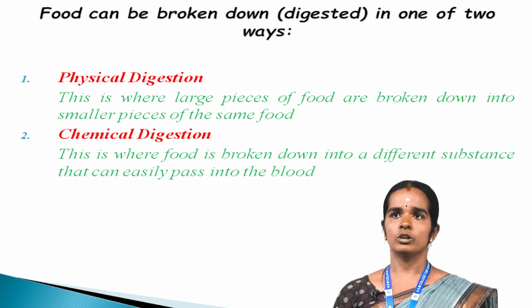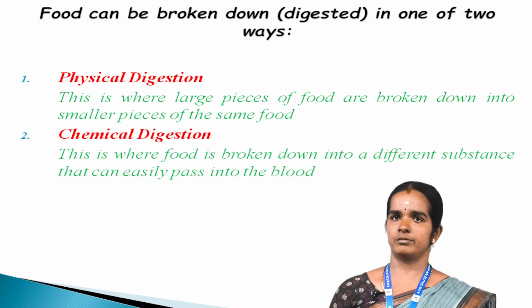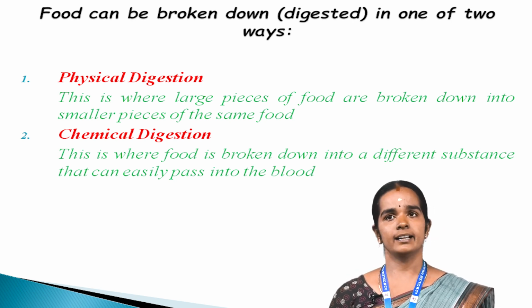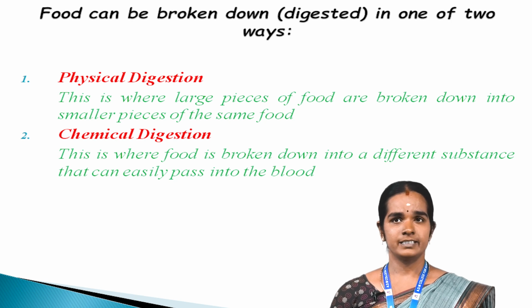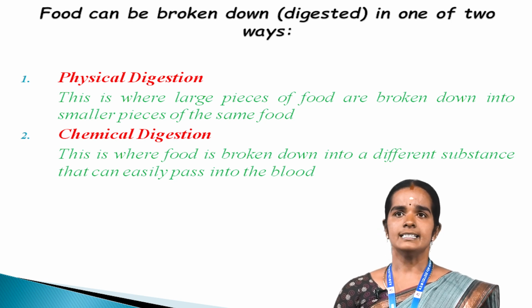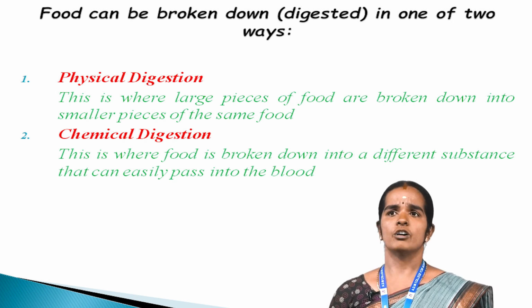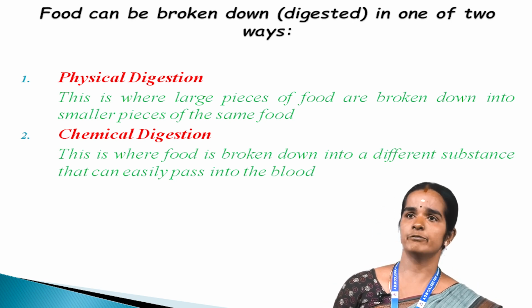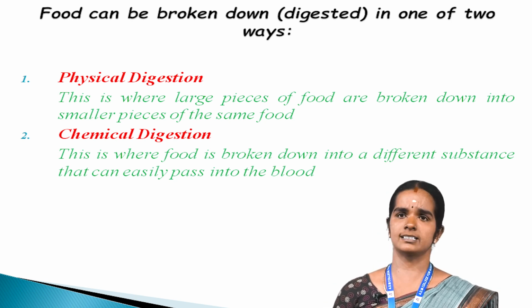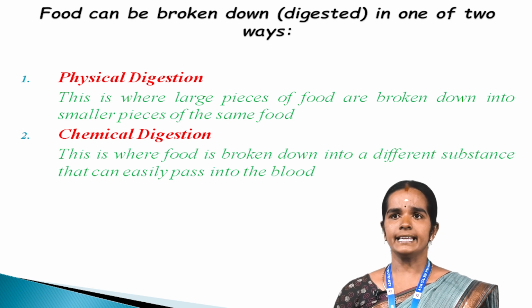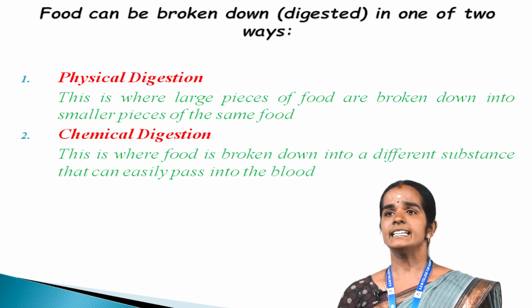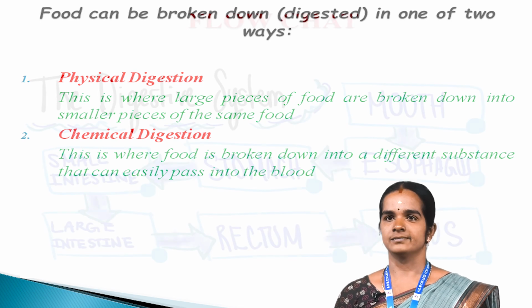Food can be broken down in one of two ways. One is physical digestion, the other is chemical digestion. First of all, we see physical digestion. This is where very large pieces of food are broken down into smaller pieces of the same food. Chemical digestion is where food is broken down into a different substance that can easily pass into the blood.